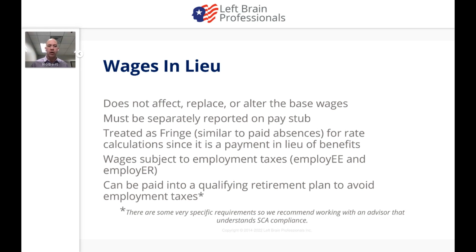With wages in lieu, these are wages that are subject to employment taxes for both the employee and the employer. So that's one thing to keep in mind. And they can be paid into a qualifying retirement plan to avoid the employment taxes. Notice my little asterisk there. There are some very specific requirements around that. And again, this is one of those you certainly want to work with a 401k or other retirement advisor, an HR advisor who understands the unique SCA compliance requirements. We're here today to talk about the accounting aspect, not necessarily the legal and compliance aspect of SCA contracts. All right, we've got another poll question.